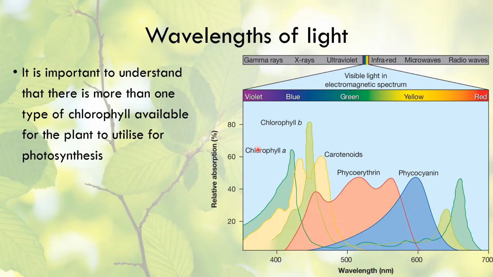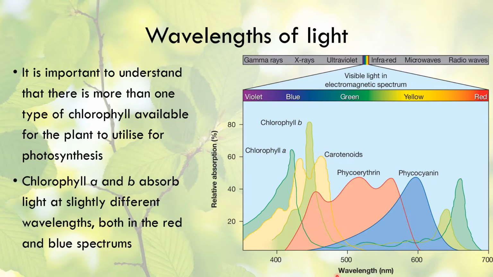Plants that contain phycoerythrin and phycocyanin are able to use the green and yellow wavelengths. So they've got photosynthetic pigments here, but most plants have chlorophyll A, B, and that's it. And so some of them will have the carotenoids in them. So our chlorophyll A and B absorb light at slightly different wavelengths, both in the red and the blue spectrums. So this is important to remember.